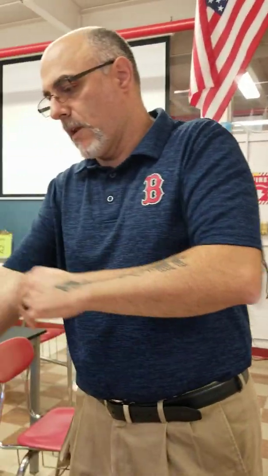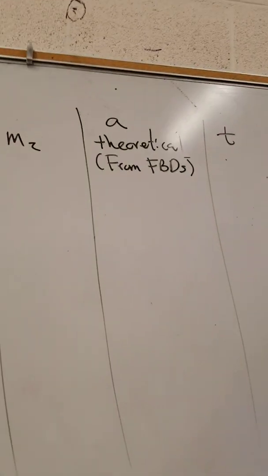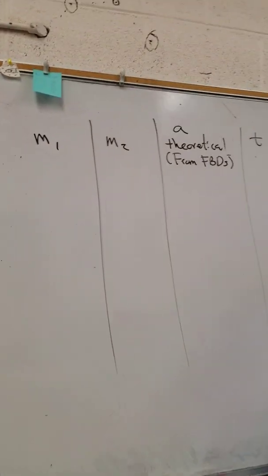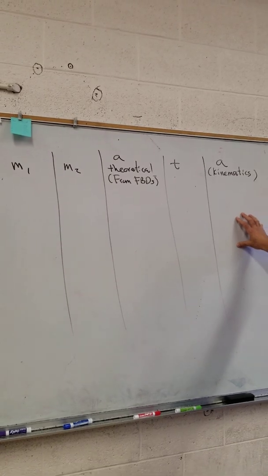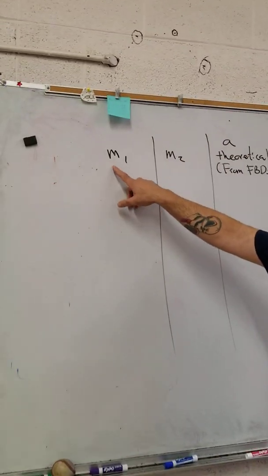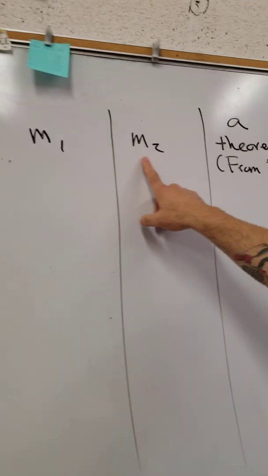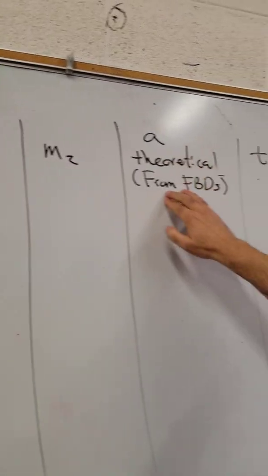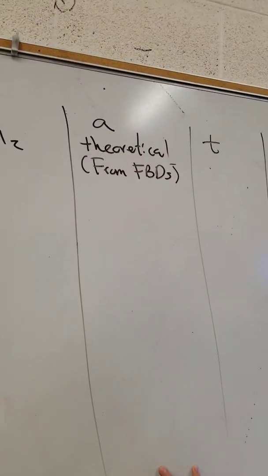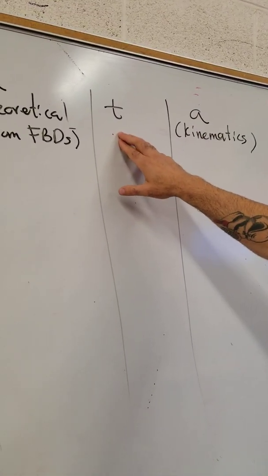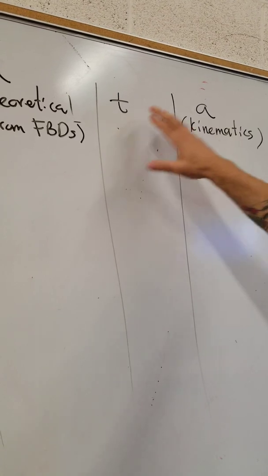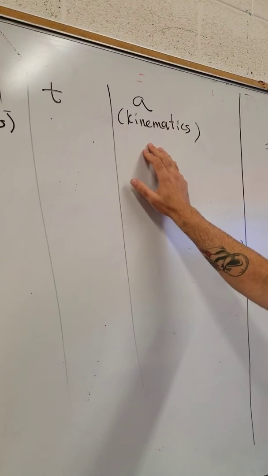So like before, I'm going to do some trials here. I'd like to draw your attention to this data table. Can you get all of it? You all set? I'll come closer for the headings. Okay, so M1 is the hanging mass, M2 is the sliding mass, A theoretical is what you'll calculate and put here. We're not going to do that now. T is the time it takes M1 to fall, and then A is something that you're going to calculate later.